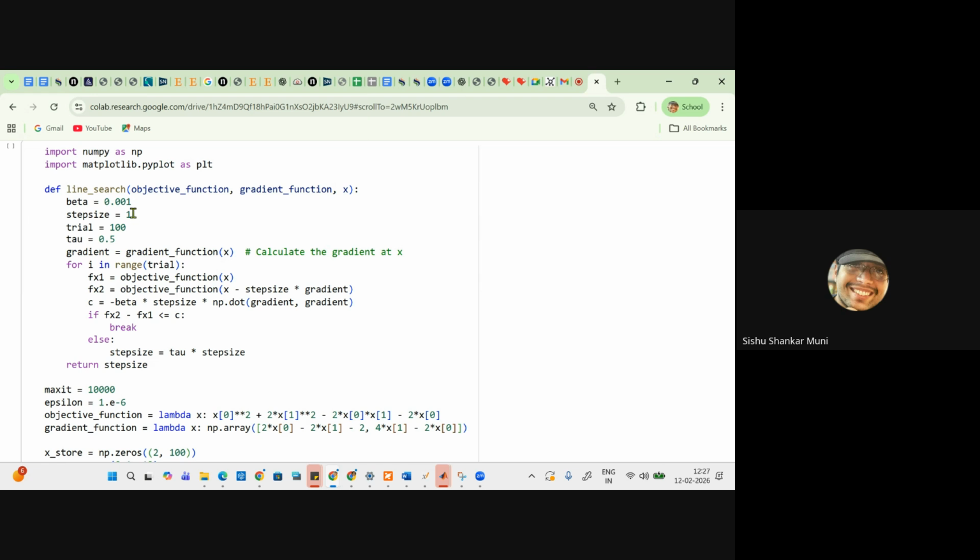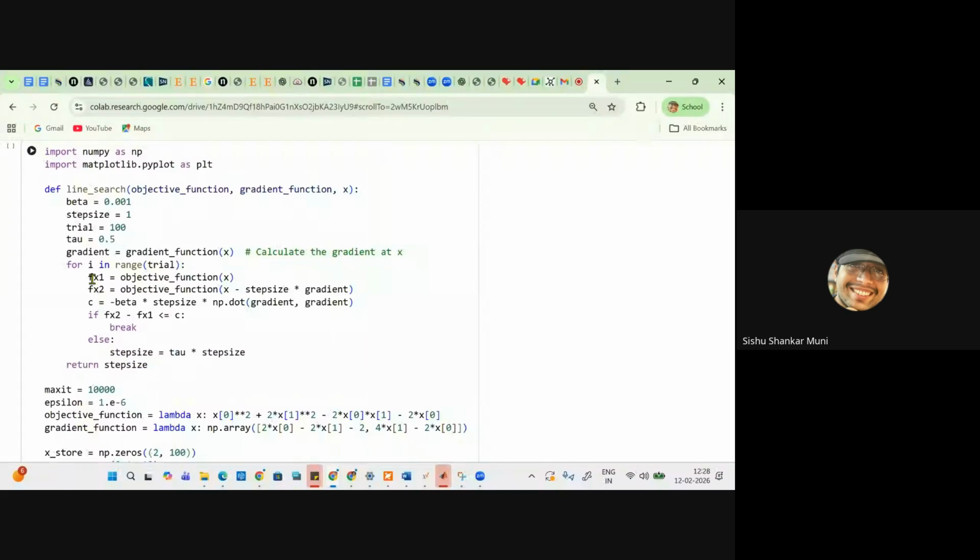Okay, fine. Let us see. Trial 100, tau is 0.5. Every time if it did not satisfy, the step size will be reduced by 0.5. So 0.5 h means h by 2. Again, if you multiply by 0.5, h by 4. Here I am already defining this objective function. Don't worry about this.